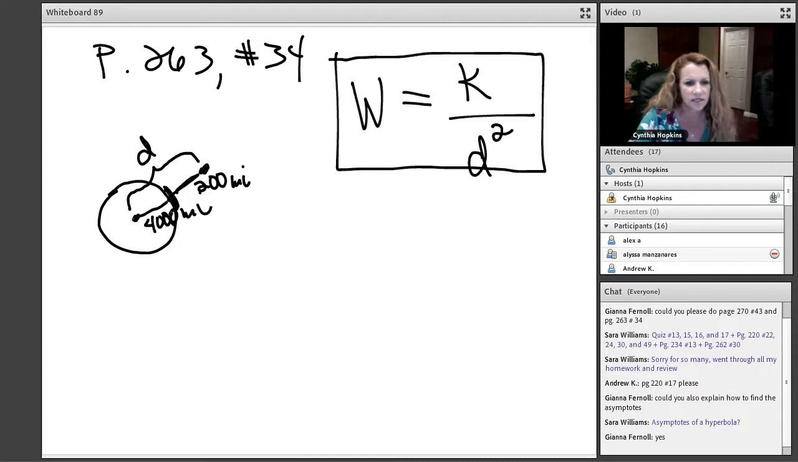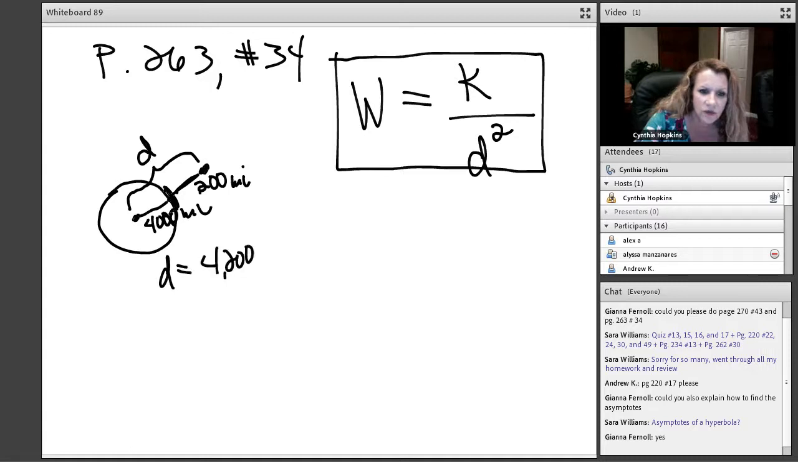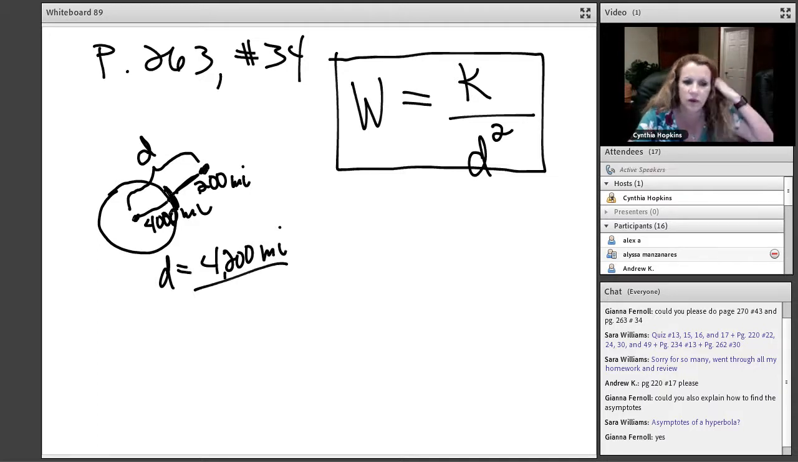So I know my picture's not to scale, but isn't my D then 4,200 miles from the center of the earth? 4,000 miles for the radius, plus 200 miles above the surface of the earth. So my D is 4,200 miles. And it says, how much does a person weigh 200 miles above the surface of the earth? Oh, by the way, they're giving me D and they're saying, how much do they weigh? Well, I can't answer that question yet. I don't know what K equals. So those two things go together.